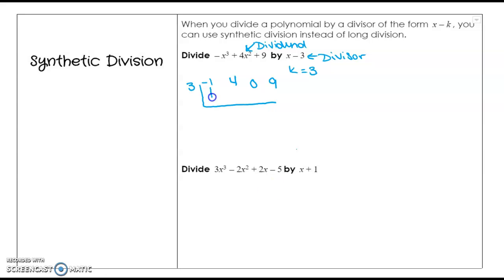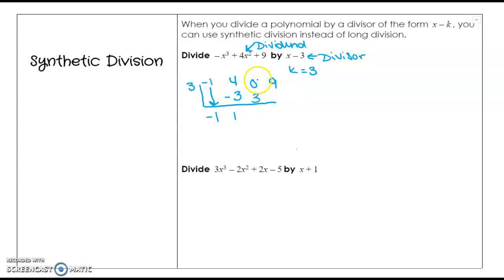Now we're going to bring down this -1, and multiply 3 times this -1 and put that product here. So now we have -3 in this second area. Now we add together 4 and -3, or 4 minus 3, which gives us 1. Now I'm multiplying 1 times 3, so 3 is my product there.